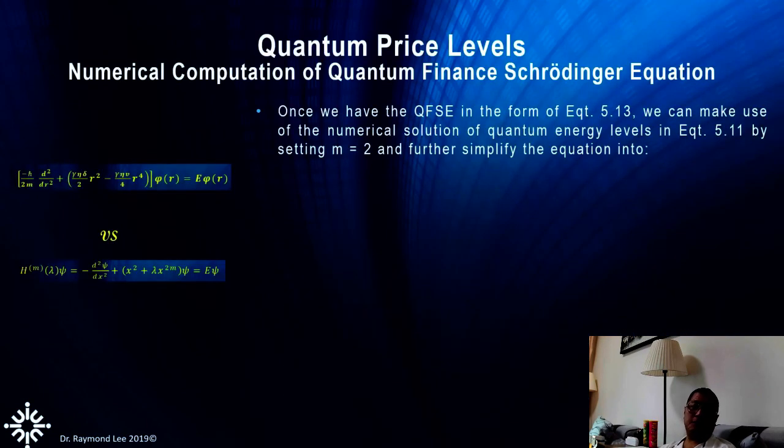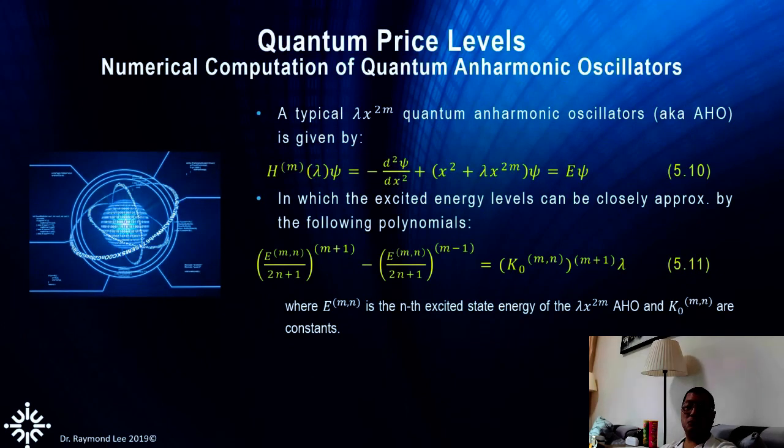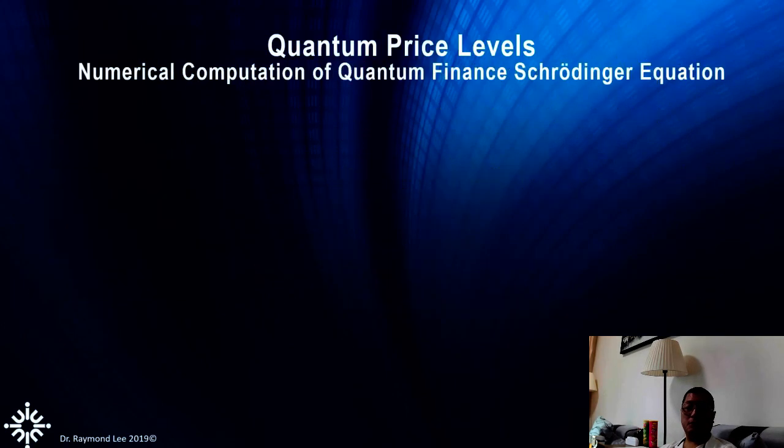So once we have the quantum financial equation in the form of 5.13, we can make use of the numerical solution of the quantum energy level in 5.11 by setting m equal to 2. So we have something like this. As you can compare with the previous one, I mean this one, set m equal to 2. So the whole world becomes very simple.